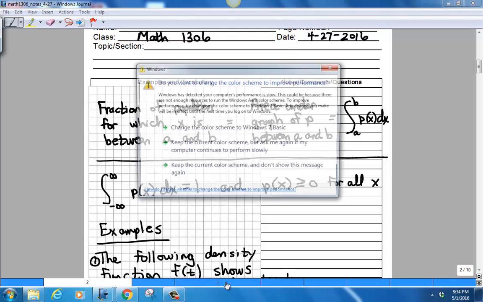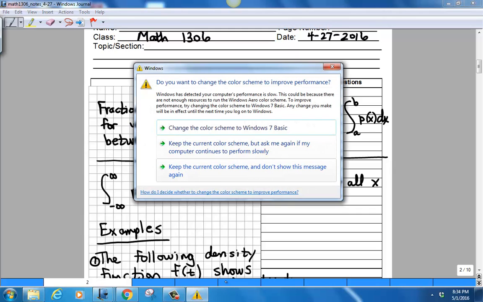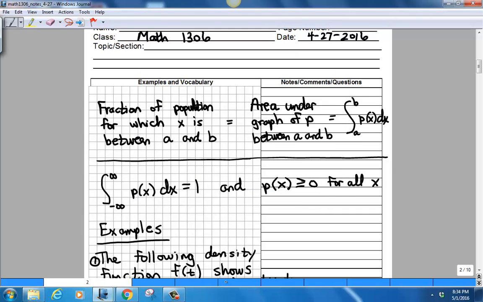So when you calculate the total area under a curve, that is from negative infinity to infinity for a density function, here we're assuming p is a density function, that area will always turn out to be exactly 1.